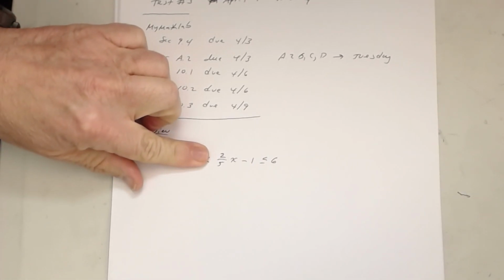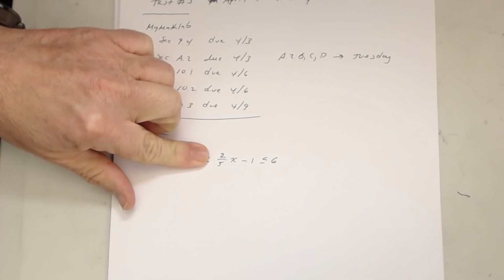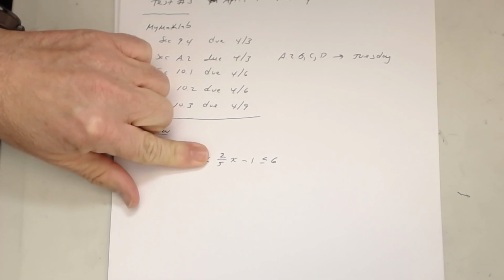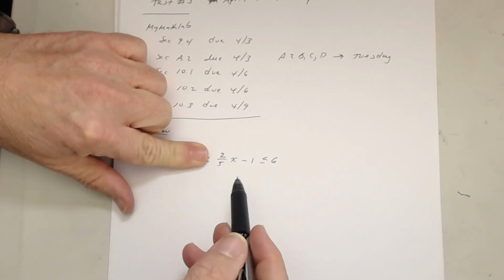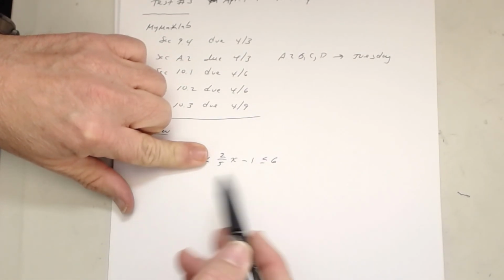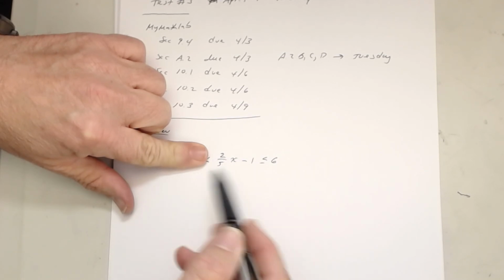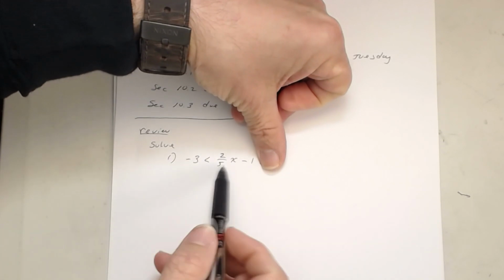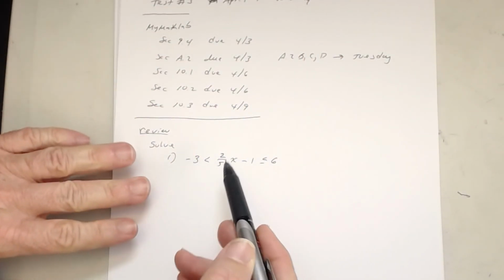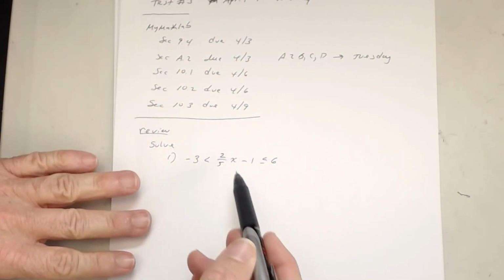If this part wasn't there, then it would be a simple inequality. And so basically on test 2, when you solved this, you added 1 to both sides, and then you either multiplied both sides by 5 and then divided by 2 to get x by itself. Same thing here. It would be a simple inequality, but this is a compound inequality. So you do the same thing.